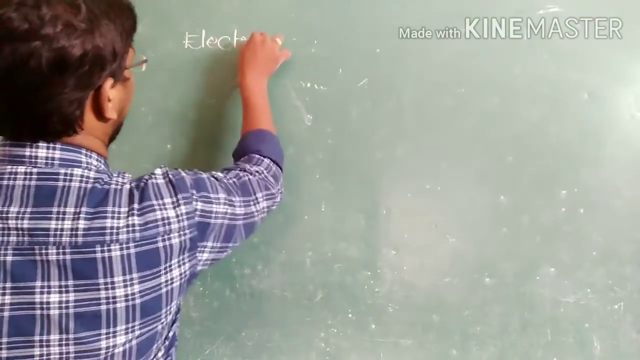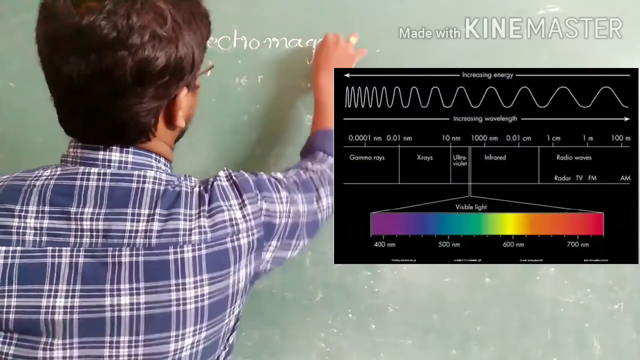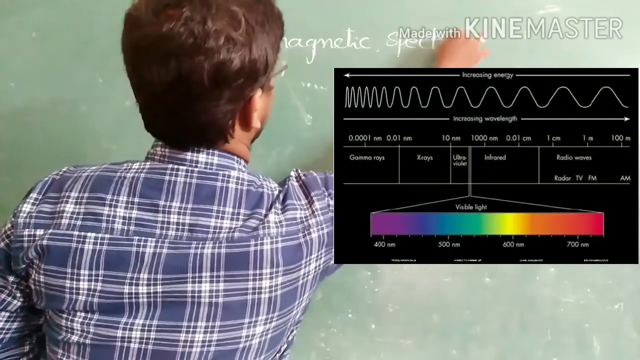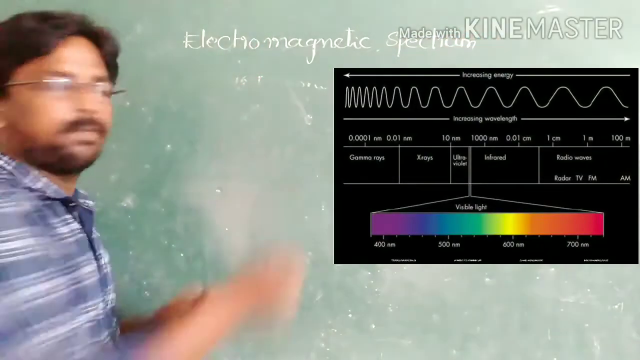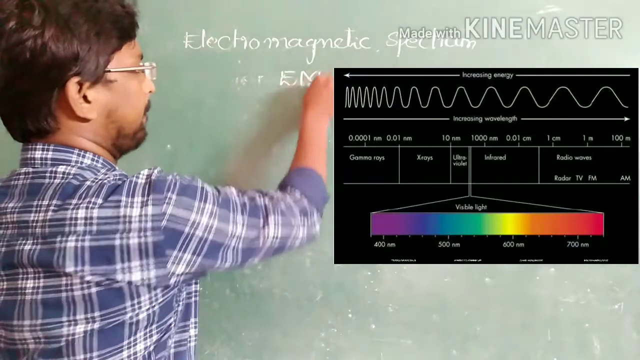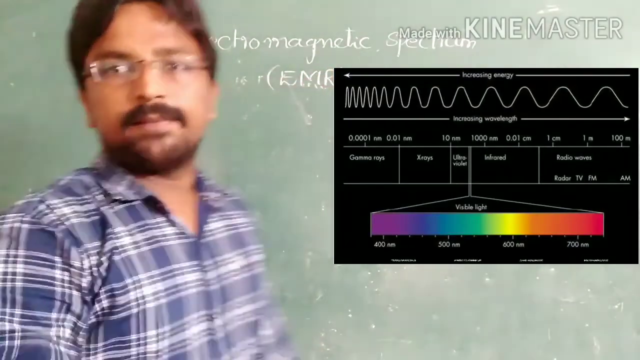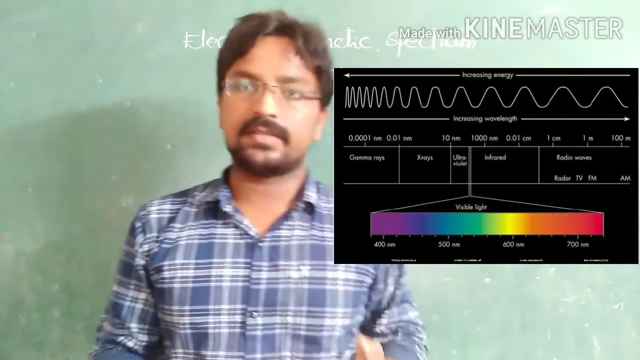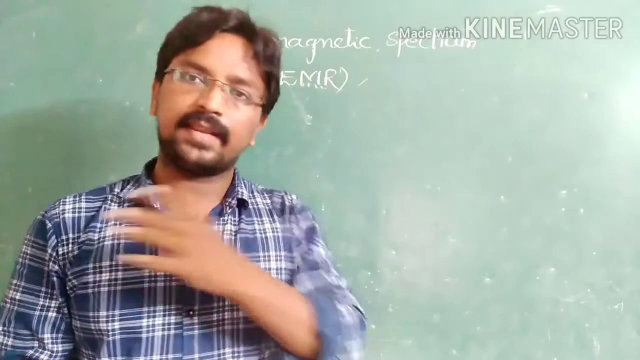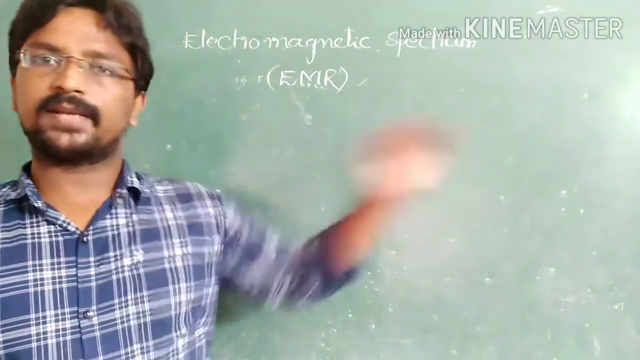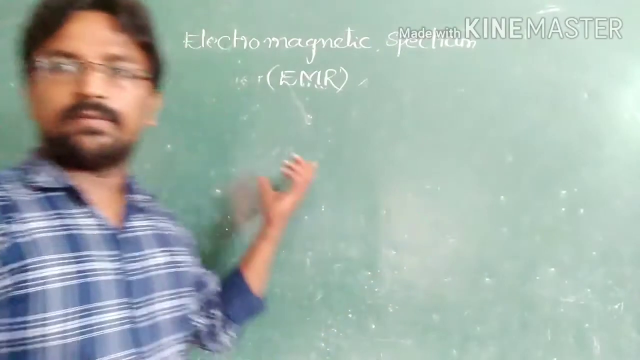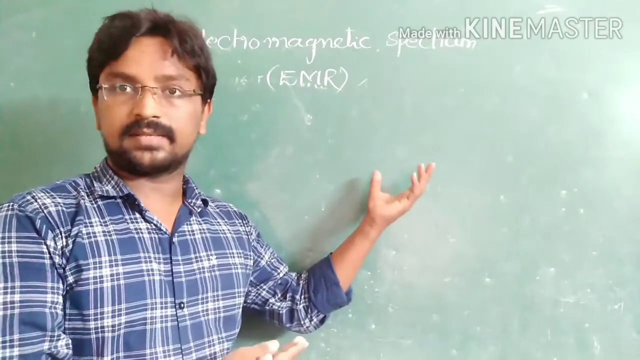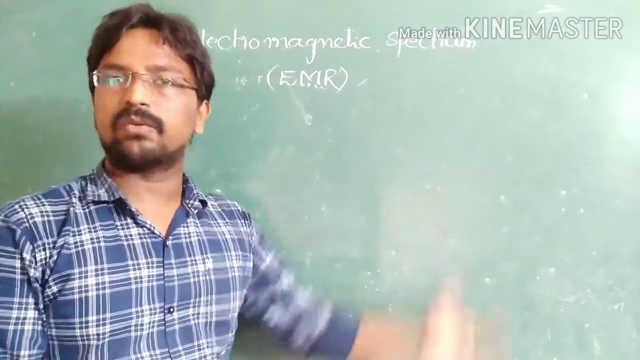This is simply called EMR, the electromagnetic spectrum. An electromagnetic wave has a wide variety of wavelengths. The entire range of these wavelengths is called the electromagnetic spectrum. So let us see what wavelengths are present here, and what names are given to these parts of the electromagnetic spectrum.